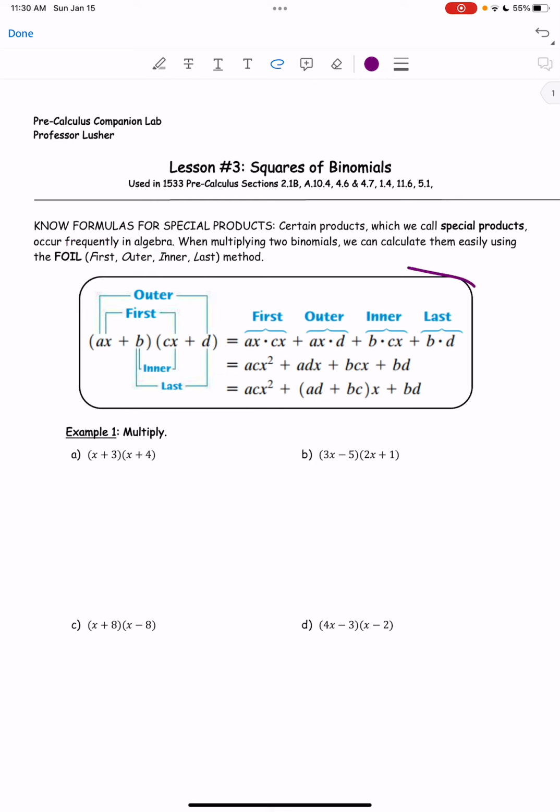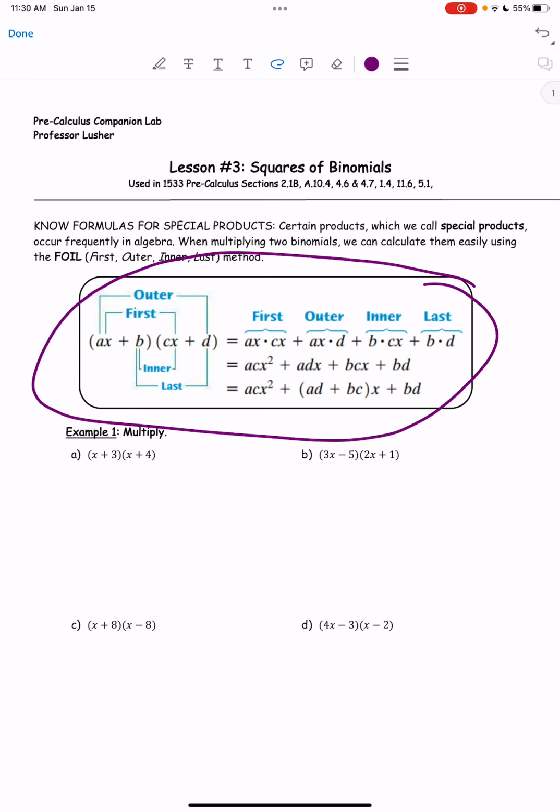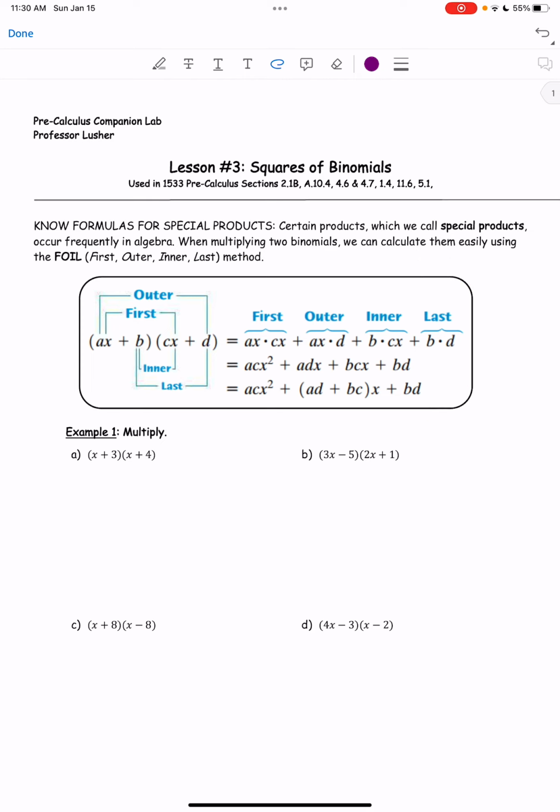And so I have a generic example right here. You can see the first, which is A times CX, the outer, which is AX times D, inner, which is B times CX, and then last, which is B times D. Okay, so that's the method we're going to use when we multiply binomials. So I have 4 examples down here, and let's jump in and do them.